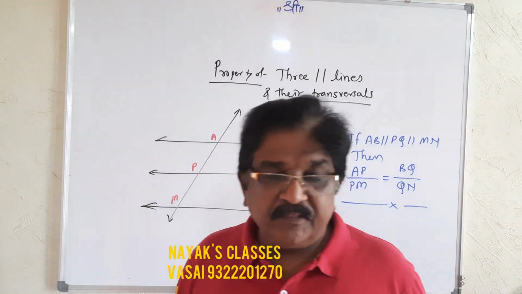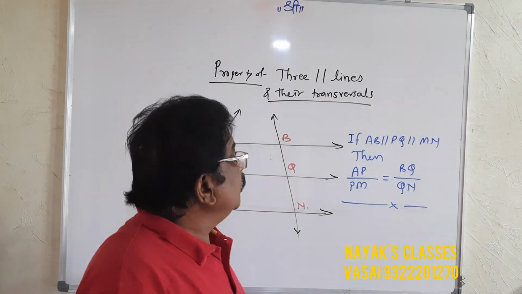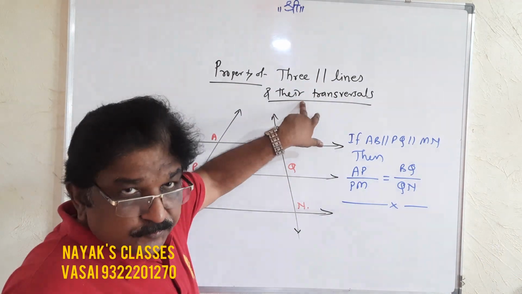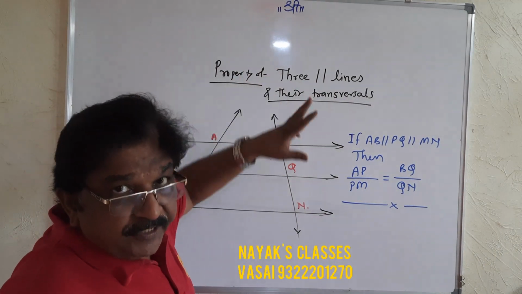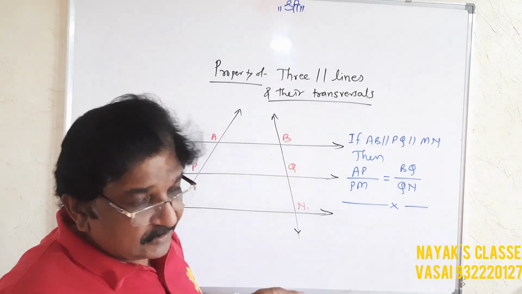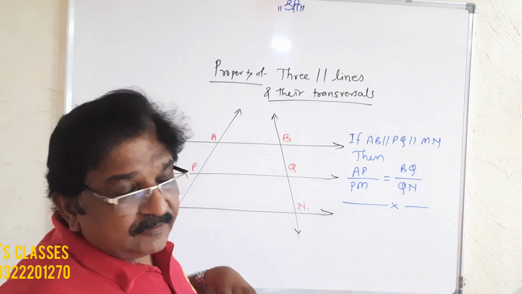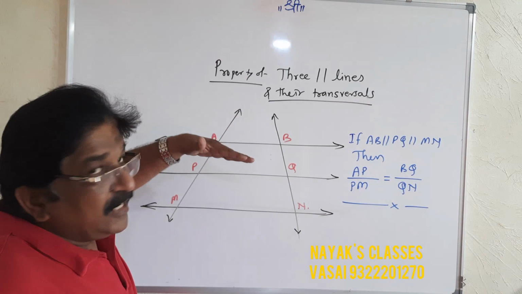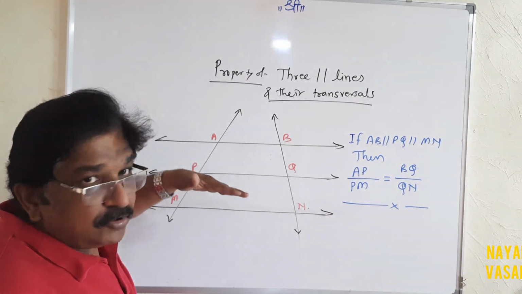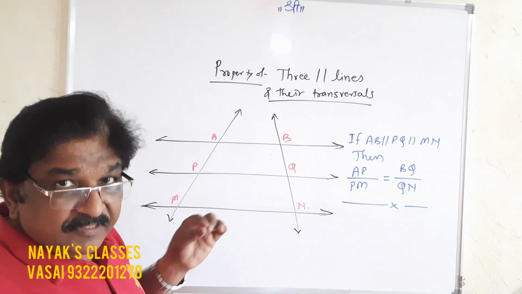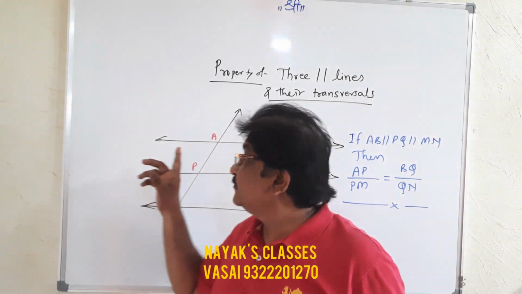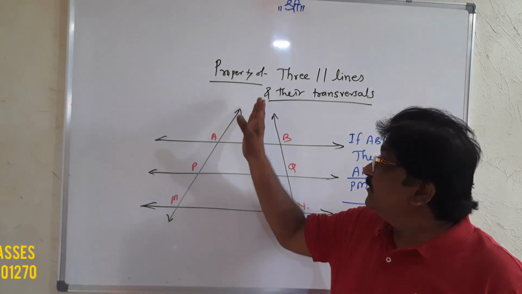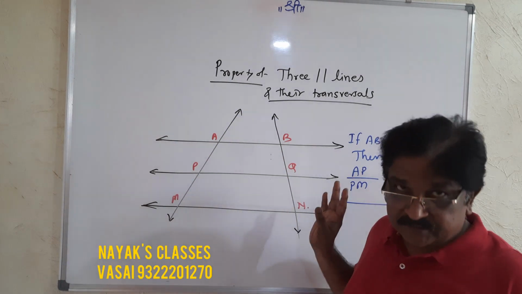Now we are studying the third property, which is called the property of three parallel lines and their transversals. What is given? Line AB is parallel to line PQ, which is parallel to line MN, and these two are transversals.